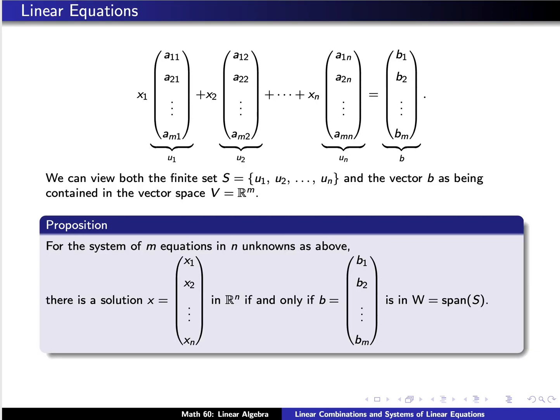The statement is, if we're given such a system of m equations and n unknowns, then there is a solution x, which of course is a vector consisting of these n coordinates, x1, x2, through xn, if and only if the right-hand side vector b is contained in the span of the columns S. We're going to use this result over and over again. In fact, we're actually going to prove this rigorously as the course goes on.